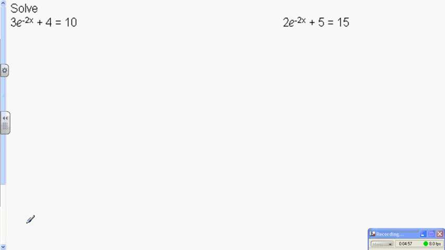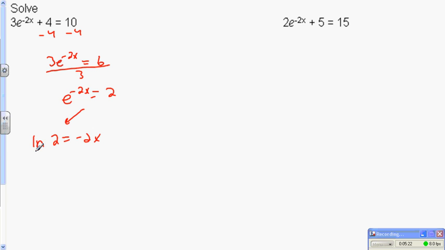Now let's solve an equation and see how it works. We have 3e to the negative 2x equals 6. Divide by 3, e to the negative 2x equals 2. You have two choices. I can change it from exponential to logarithmic, which would mean I would write ln of 2 equals the exponent. Divide by negative 2, and we get ln 2 over negative 2 equals x.